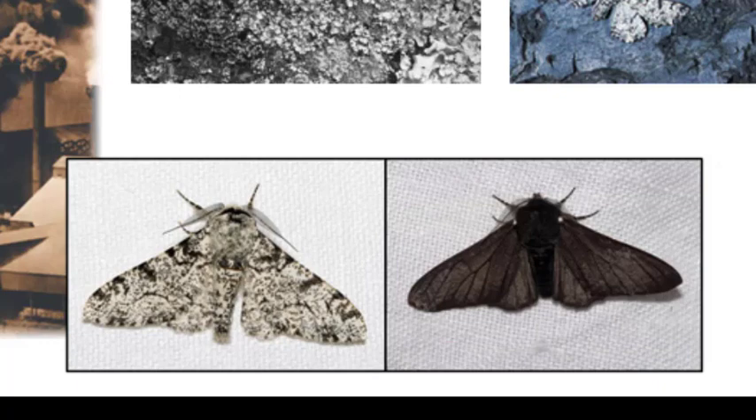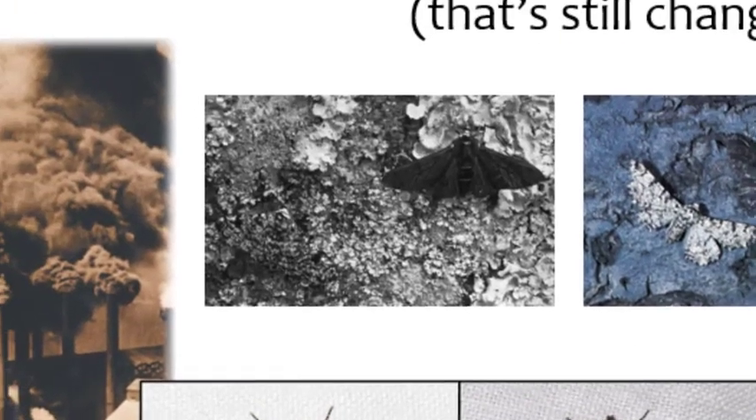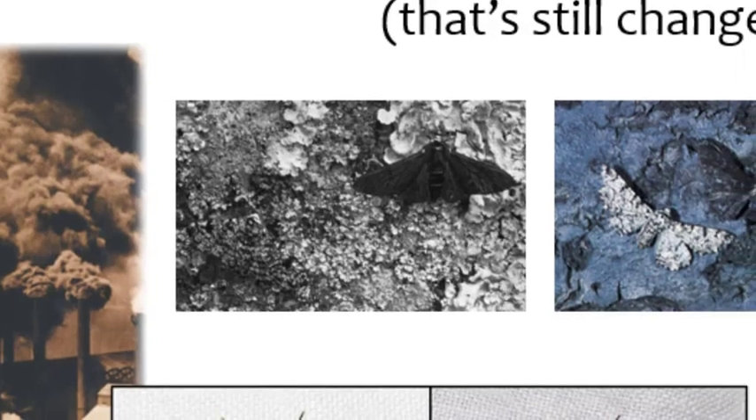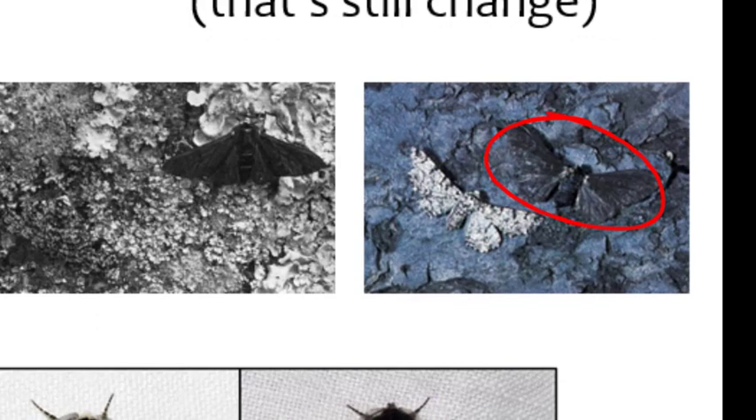Before the Industrial Revolution, variation existed, but the peppered variety was better camouflaged on the lichens that grew on tree trunks. Lichens are very sensitive to air pollution, though. So as the amount of coal soot increased, the lichens died, and the darker colored moths survived better on the soot-covered tree trunks. So the darker peppered moths became much more prominent.